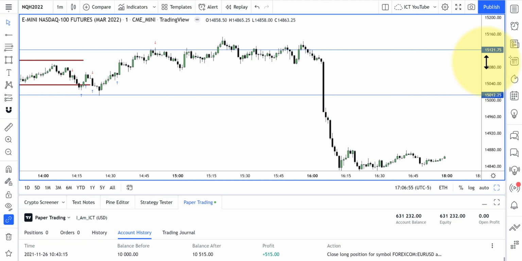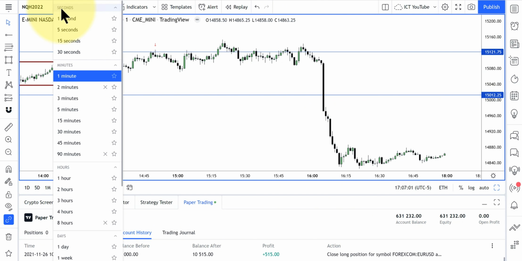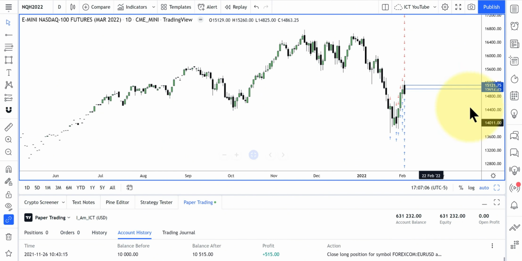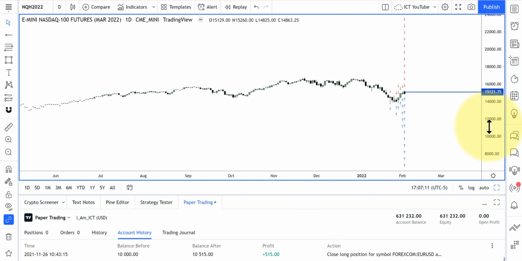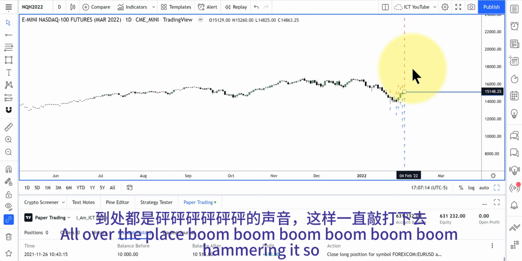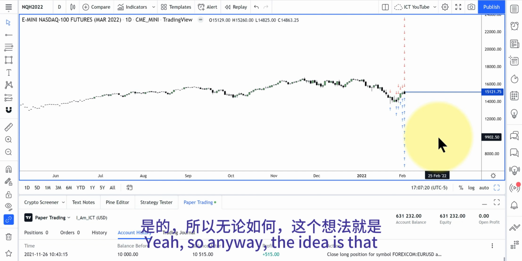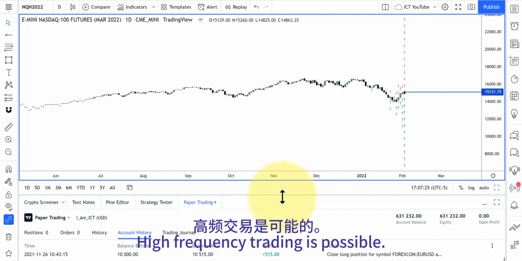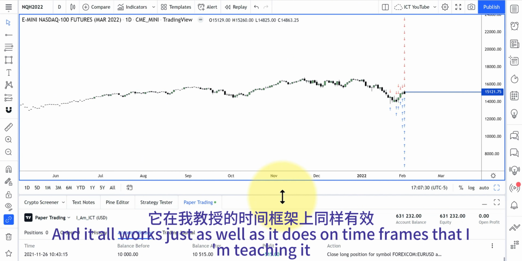I kind of got some bloodlust today and just went nuts. And once that happens, you end up with something like that. That was what I was doing all day long today. All over the place. Boom, boom, boom, boom. Hammering it. So anyway, the idea is that high frequency trading is possible. You can use these concepts on lower time frames, and it all works just as well as it does on the time frames that I'm teaching it.